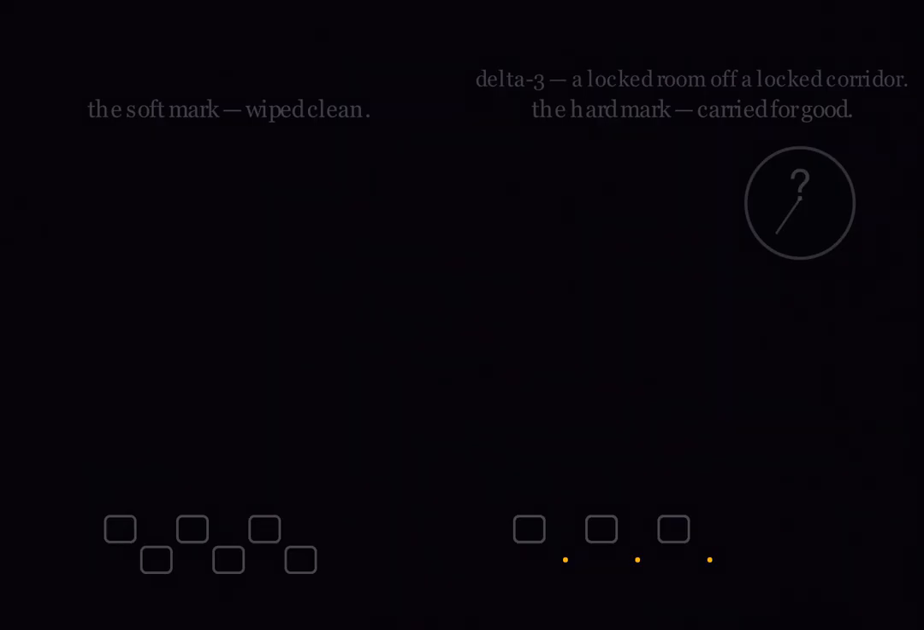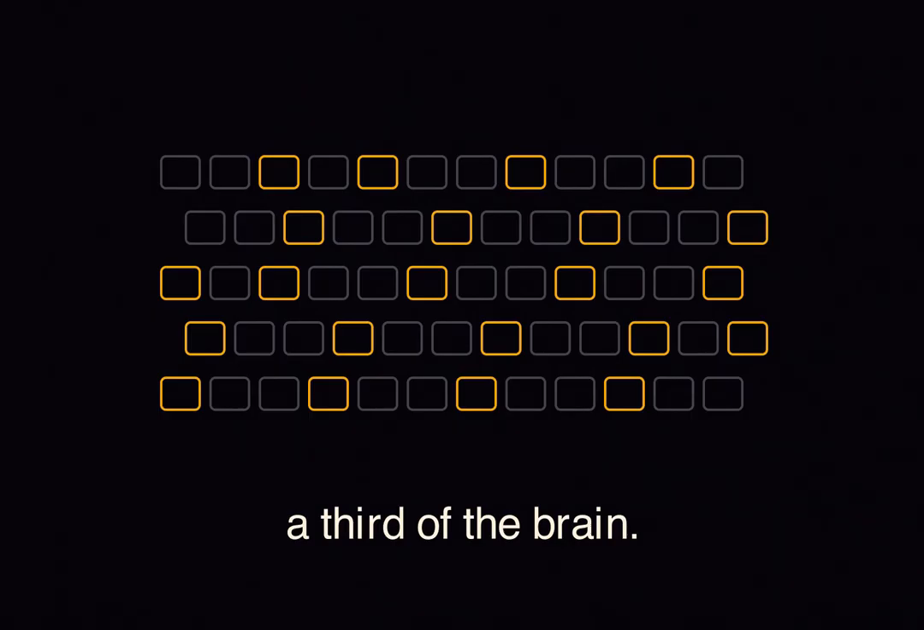Now the number that makes this matter. When biochemists measured brain tubulin directly, they found that about a third of it, roughly 35%, is delta-2. A third of the brain's microtubule protein is in the state that can never go back. This is not a rare scar on a few veteran filaments. It is a mass condition of the organ. The brain of all organs runs on microtubules that have crossed a point of no return.